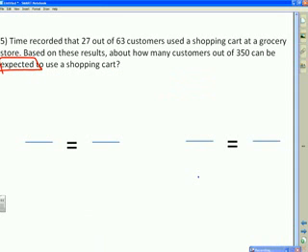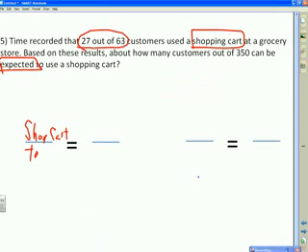Again, I'll go through this fast. We've done enough examples. "Expect" is the word that tells you we're dealing with a proportion here. I'm going to look at my first set of numbers. 27 out of 63 customers used a shopping cart. So 27 used a shopping cart out of a total number of shoppers. So this other one is going to be shopping cart over a total.